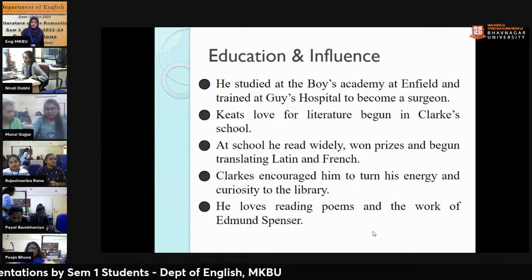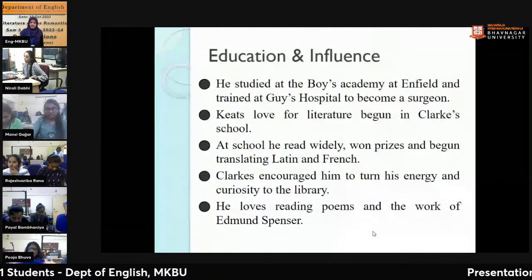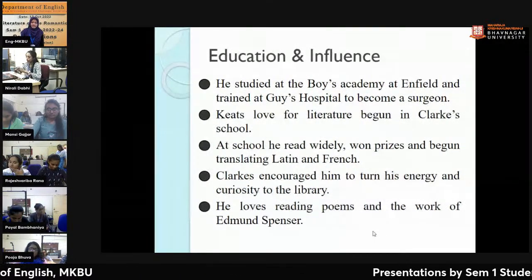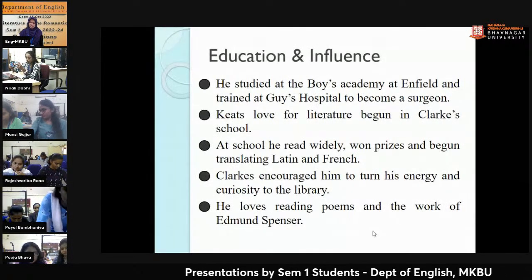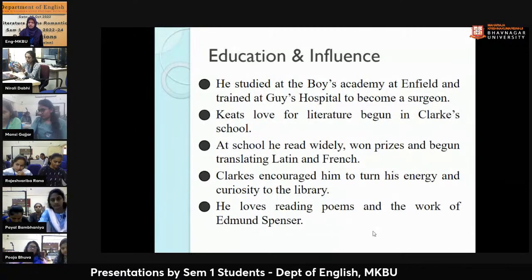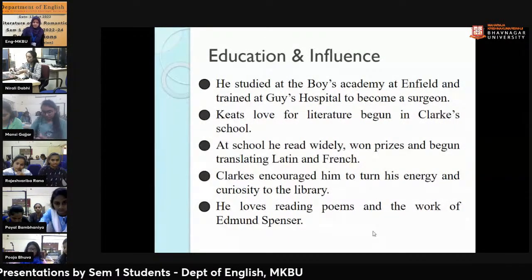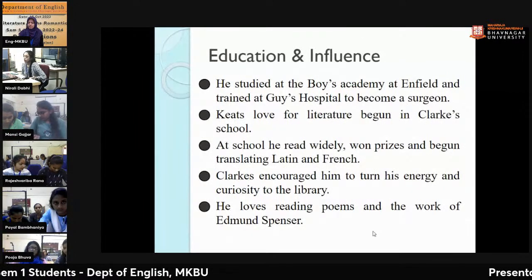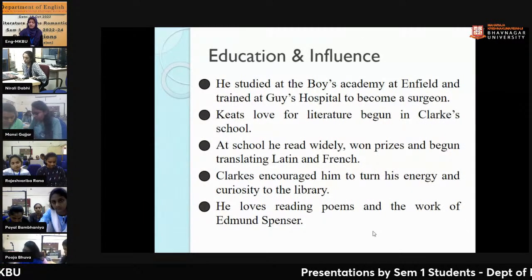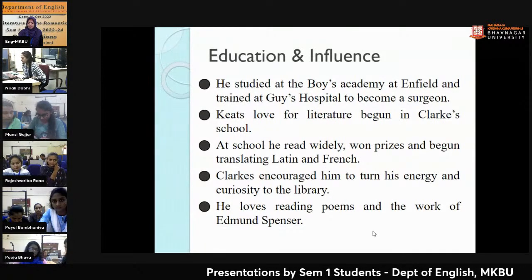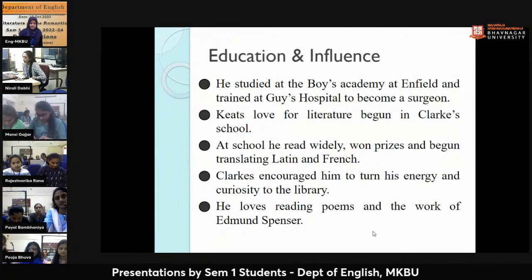Education and influence. He studied at the Boys' Academy at Enfield and trained at Guy's Hospital to become a surgeon. Keats was not a literature student; he was a medical student. But today he is known as the most famous poet and remarkable questioner of that time.